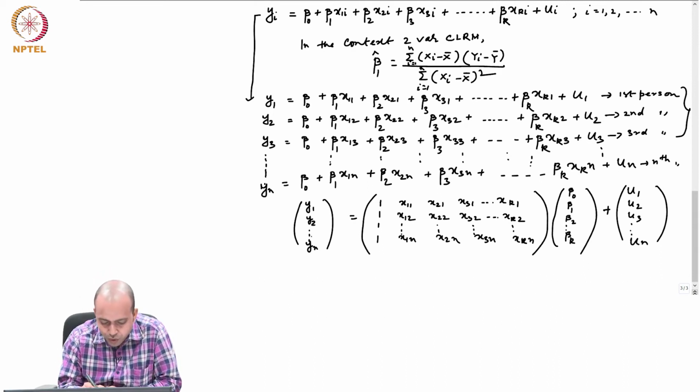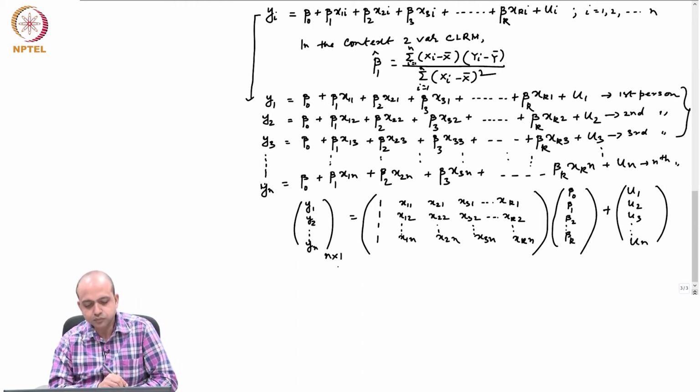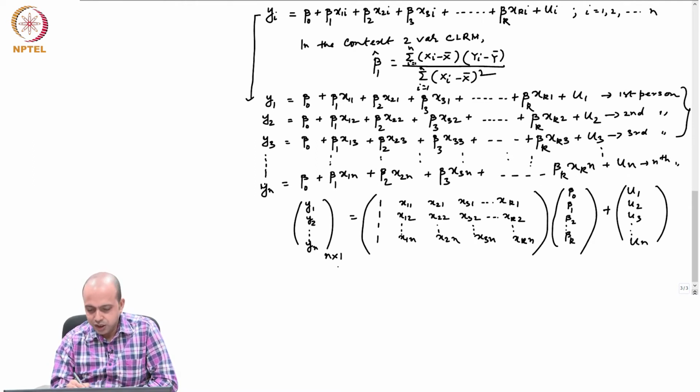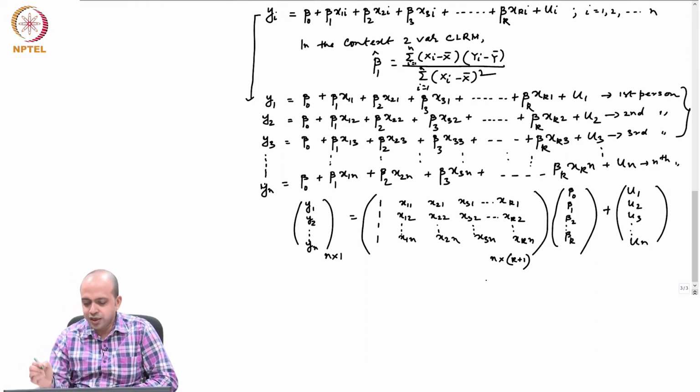First of all, this y1, y2, yn, what is the dimension of this matrix? Here you see you have n rows but one column. So, this is n cross 1. Here you have how many rows? Here also you have n rows, but how many columns? K plus 1. So, the dimension of this would be n cross k plus 1.